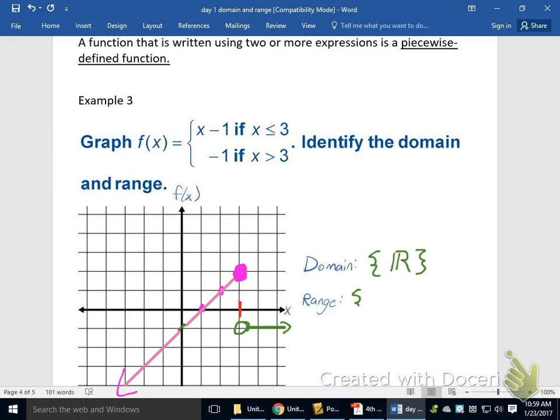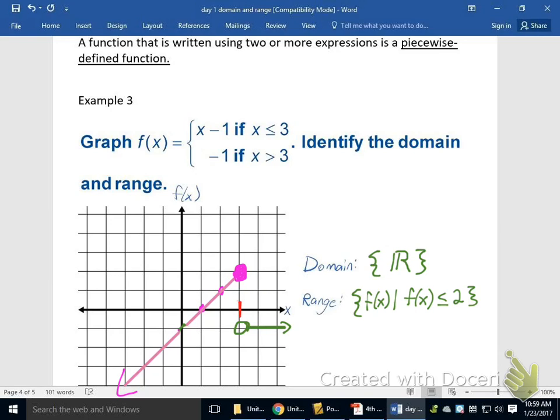For my range, as I look along this axis, I notice that for all the values up here at 3, 4, and 5, the function doesn't exist. Then it exists at 2 with a filled-in circle, and it does exist for anything below that, so anything less than or equal to 2. If you're worried about this, this would be equal to negative 1. But if I write that f of x is anything less than or equal to 2, that would include the negative 1 that you see right here. So I don't need to separately say that. So I'm going to say f of x such that f of x is any value less than or equal to 2. And again, equal to because it was a filled-in circle at that value.